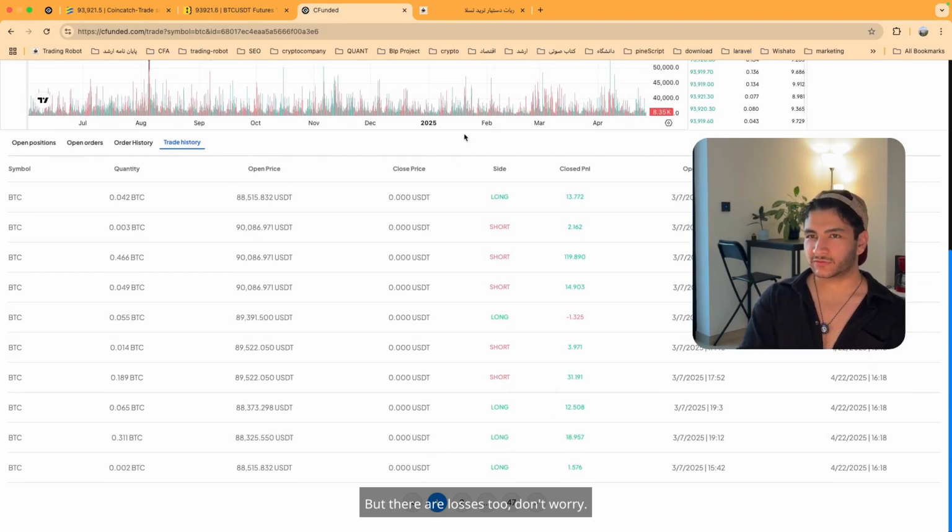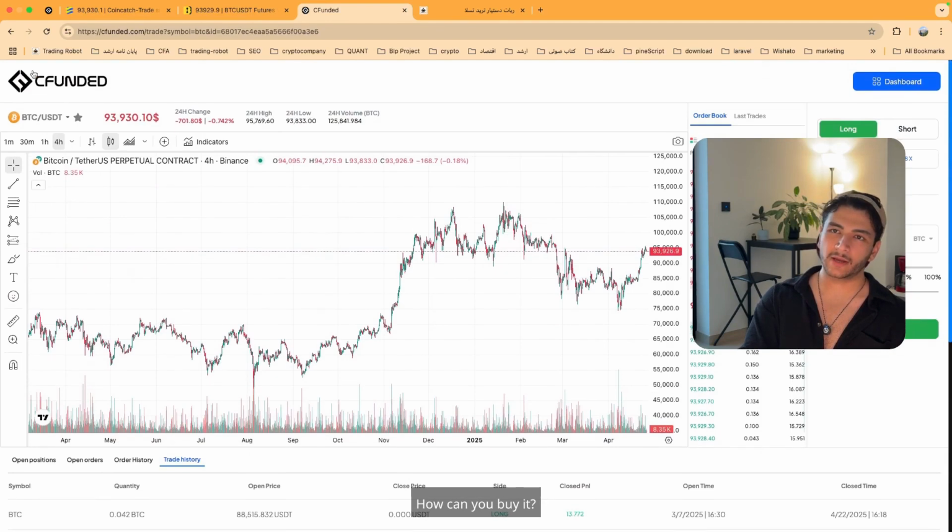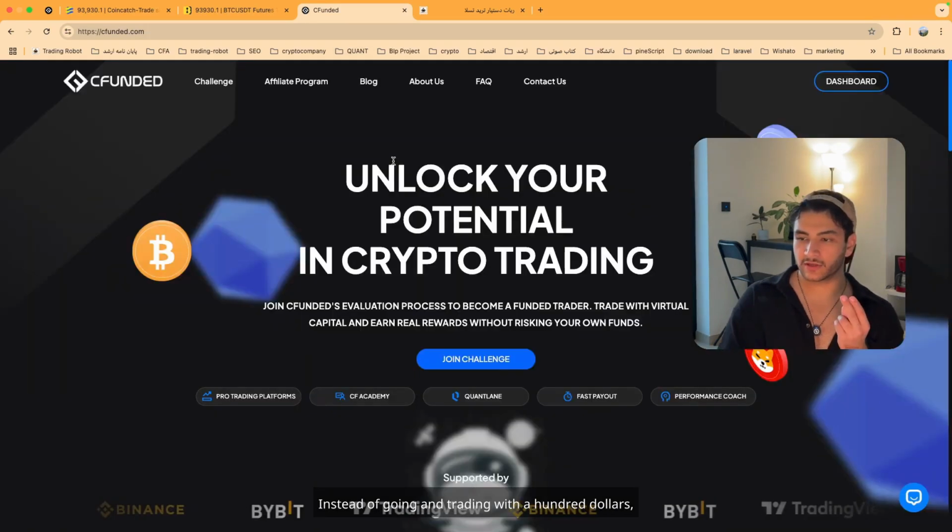But there are losses too, don't worry. Profit and loss. If you want, you can get this. How much is it? How can you buy it? Instead of going and trading with $100, you can come here.